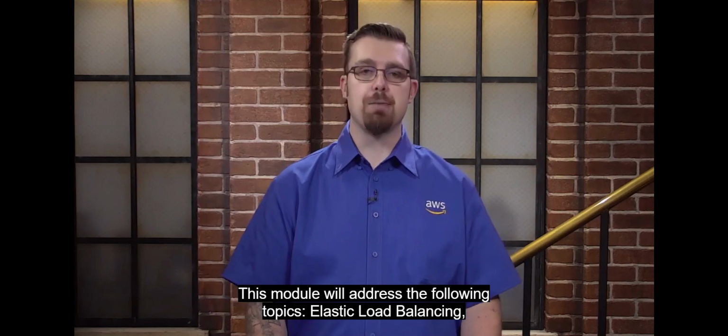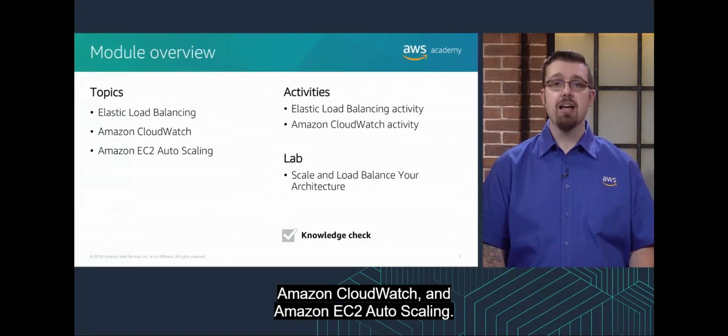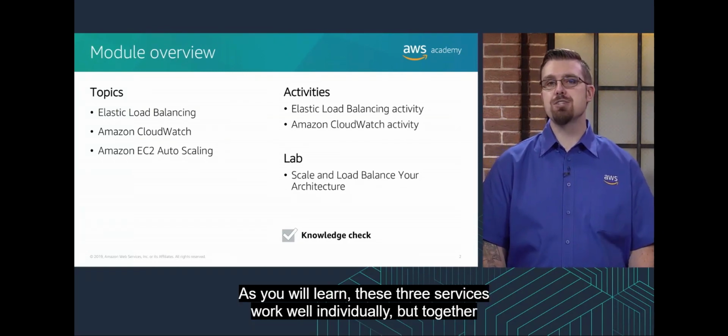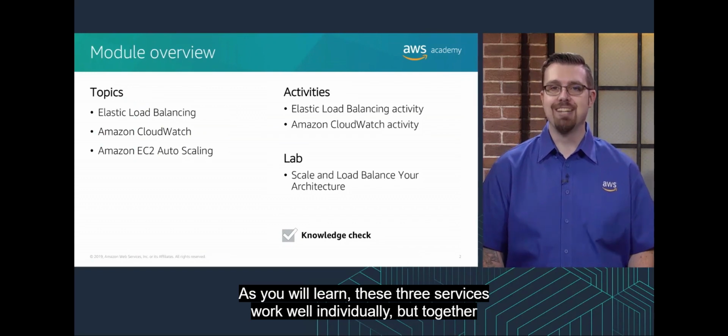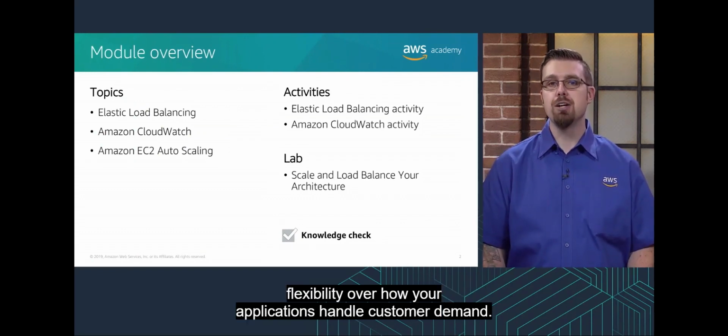Welcome to Module 10, Automatic Scaling and Monitoring. This module will address the following topics: Elastic Load Balancing, Amazon CloudWatch, and Amazon EC2 Autoscaling. As you will learn, these three services work well individually, but together they become more powerful and increase the control and flexibility over how your applications handle customer demand.